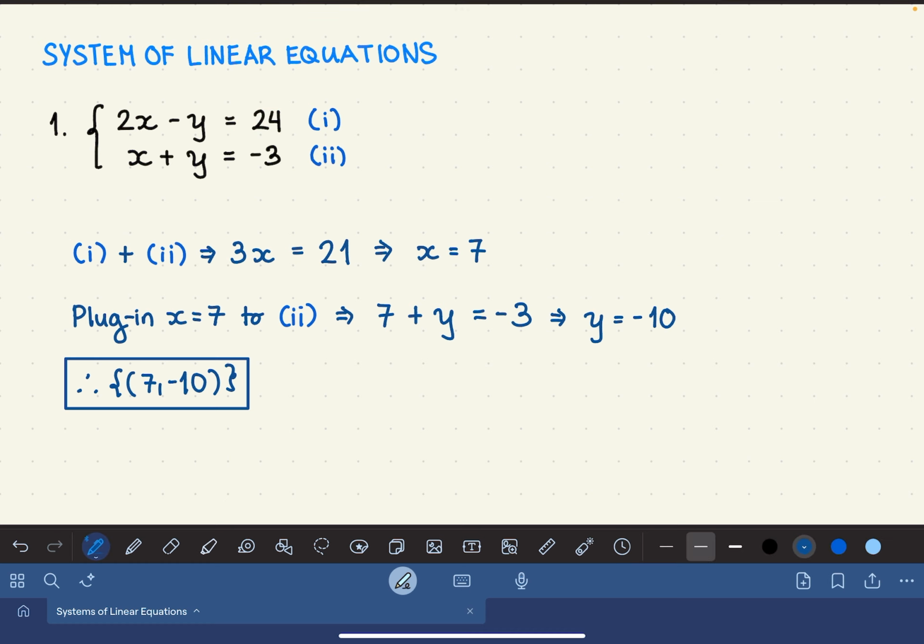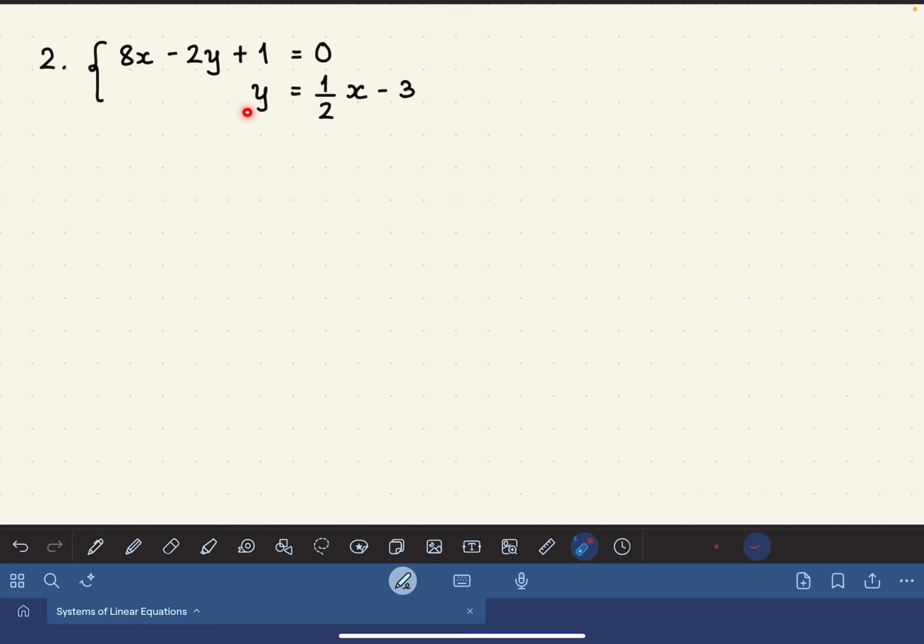Let's move on to the next one. So for this next one, we have 8x minus 2y plus 1 equal to 0 and y equal to 1/2 x minus 3. Earlier, what we did is the elimination method. This time, let us do the substitution method. For the substitution trick, what we do is we isolate one variable in terms of the other and then plug that into the other equation.